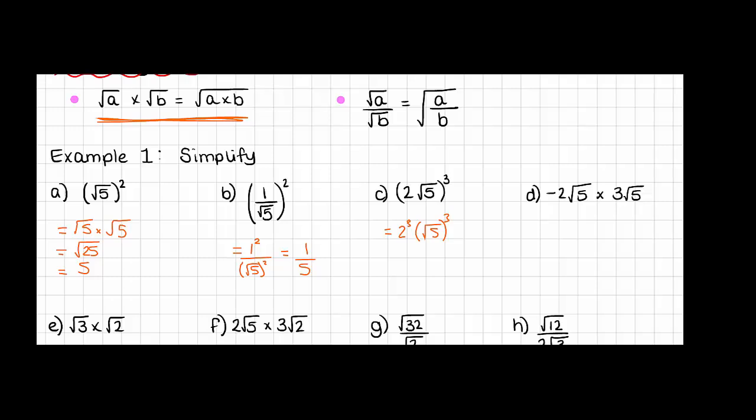Now with this one slightly different, we have to be careful with the cubed. So 2 cubed, which is 8. Then we've got root 5 cubed. So we're going to have root 5 3 times.